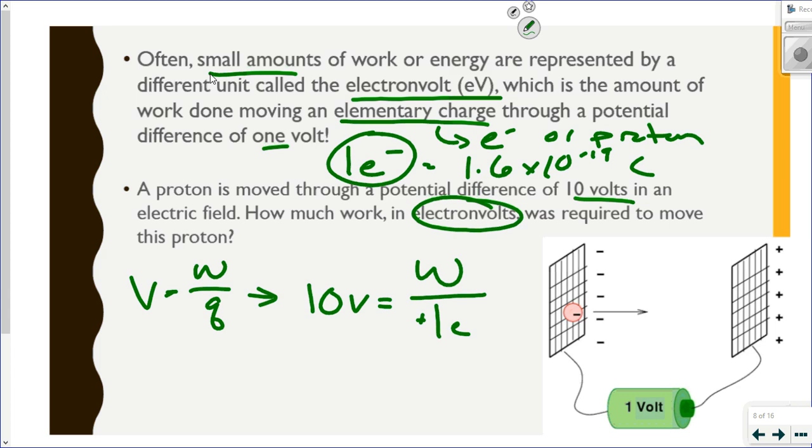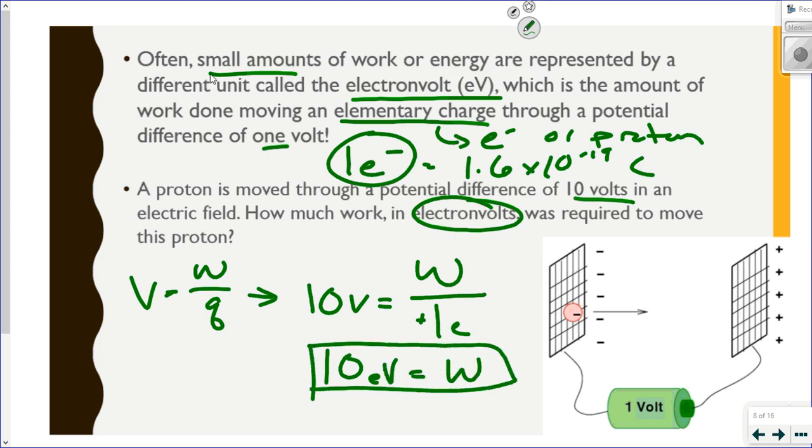Now, if I solve this and multiply 1e times 10, I'm going to get 10 electron volts as my work unit. Now, notice we're not using coulombs at this point. That would have given us joules. We're using electron volts, which uses our elementary charge, just 1 electron or 1 proton.